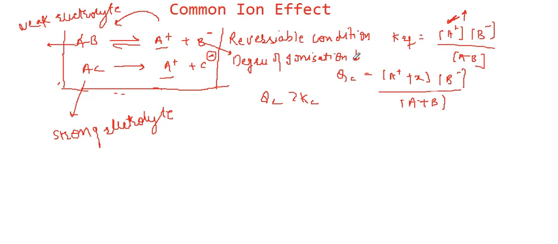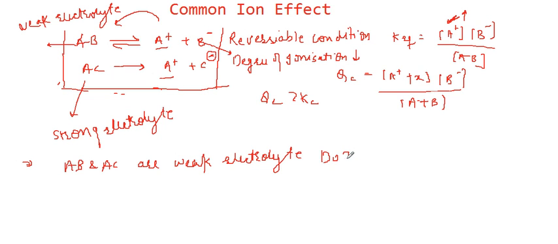If both electrolytes AB and AC are weak, then the degree of ionization of both decreases.